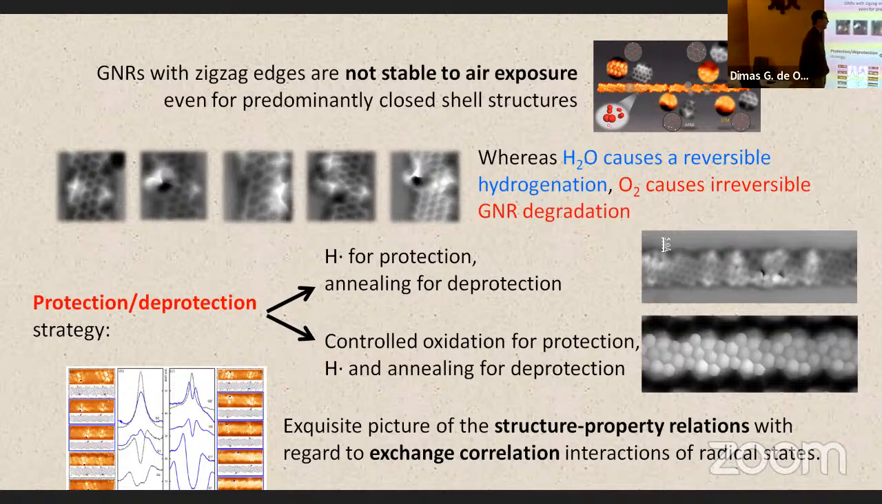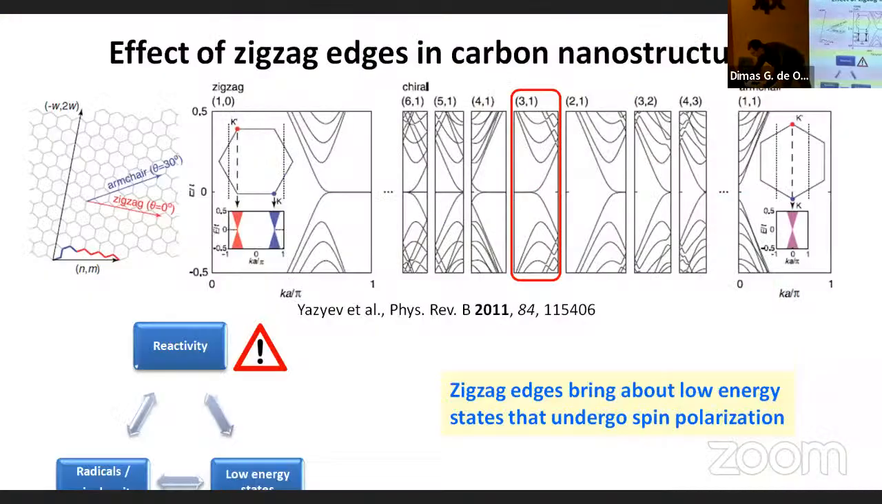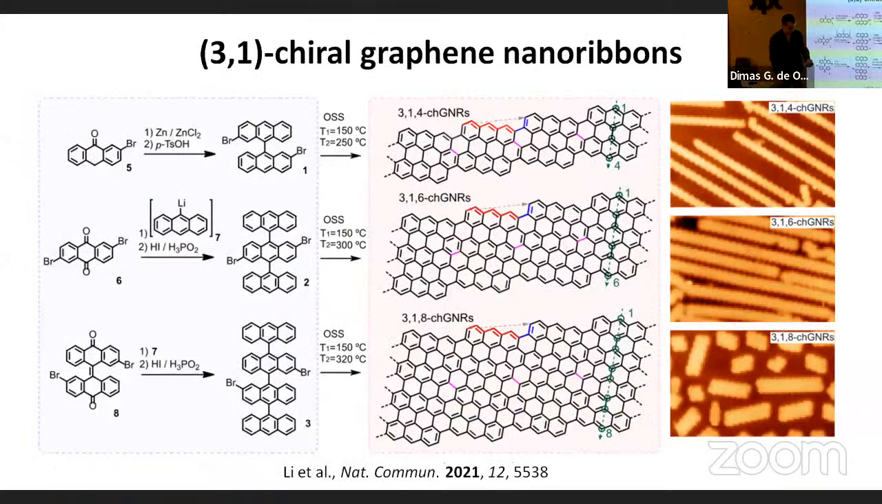The synthesis process that we use for these ribbons is basically a two-step process. These are the precursors that you have. In a first step, you have a polymerization, basically through these positions with the halogen-carbon bond.